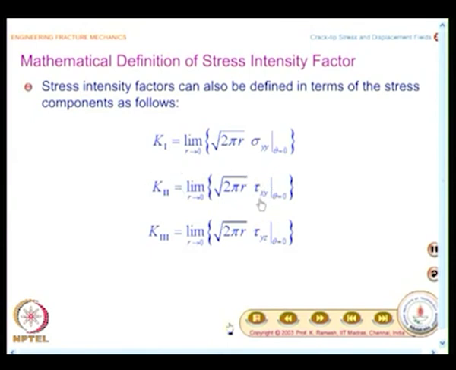Here you take the role of shear stress tau xy. For the stress intensity factor K3, you look at the antiplane shear stress tau yz. So, this brings out what is the essential difference between stress concentration factor and stress intensity factor.